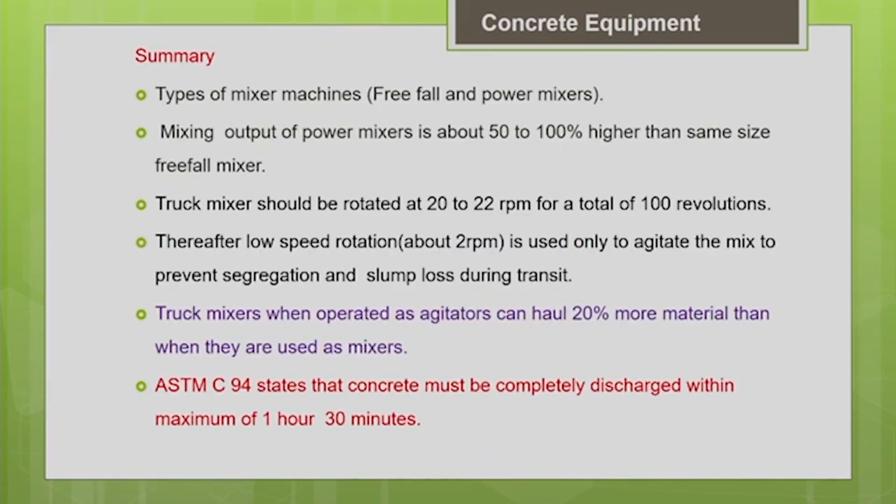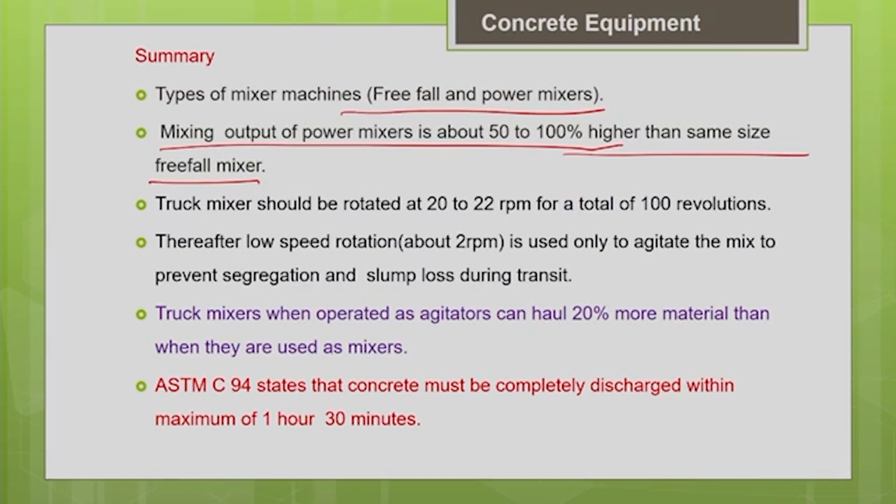Okay, so now we have come to the end of this lecture. Let me summarize what we have discussed so far. So we have discussed about different types of concrete mixer machines, the free fall mixers and the power mixers. I told you the power mixers can give you a better productivity when compared to the free fall mixers. The mixing output of the power mixers is about 50 to 100% higher than the same size free fall mixer. That is why we always use the power mixers in the batching plant and the precast industries, so that we can have a higher productivity.